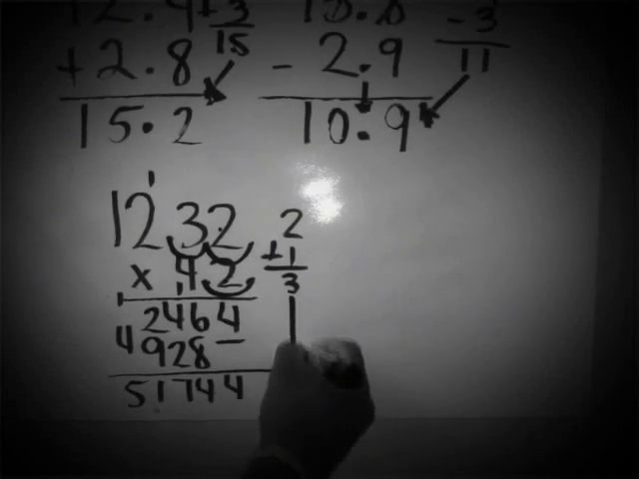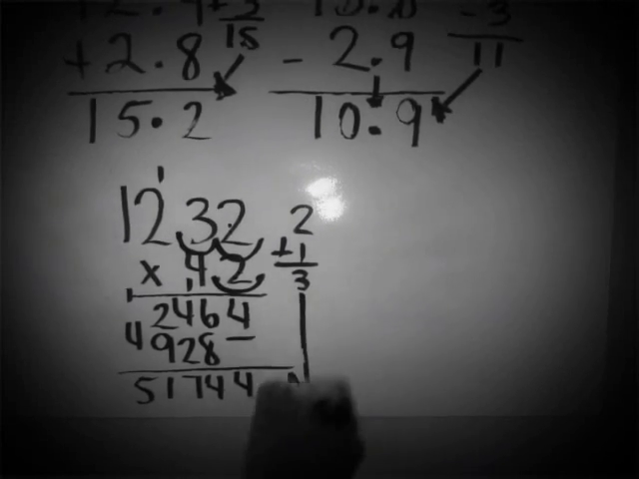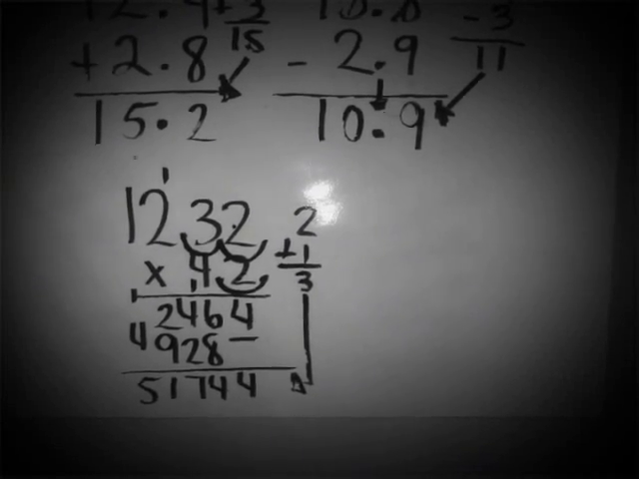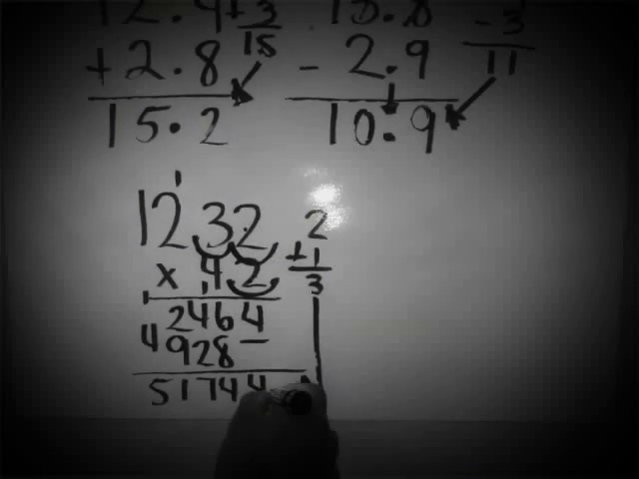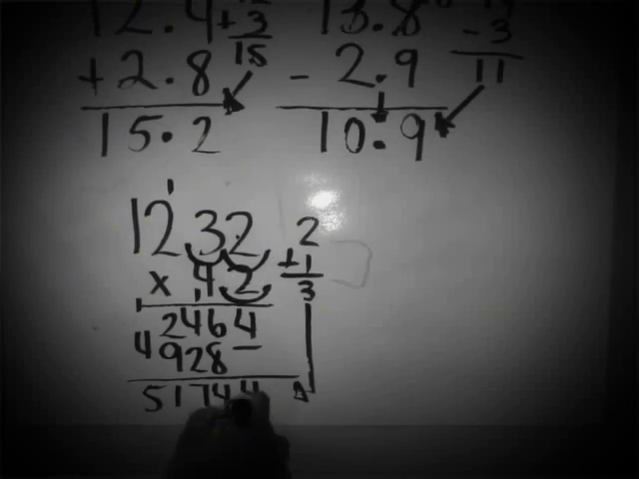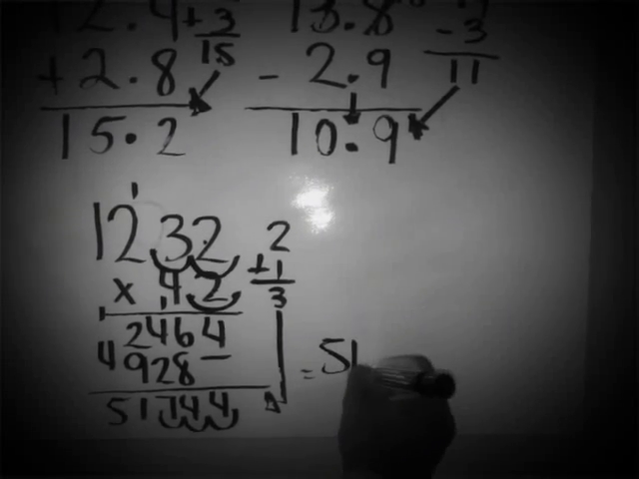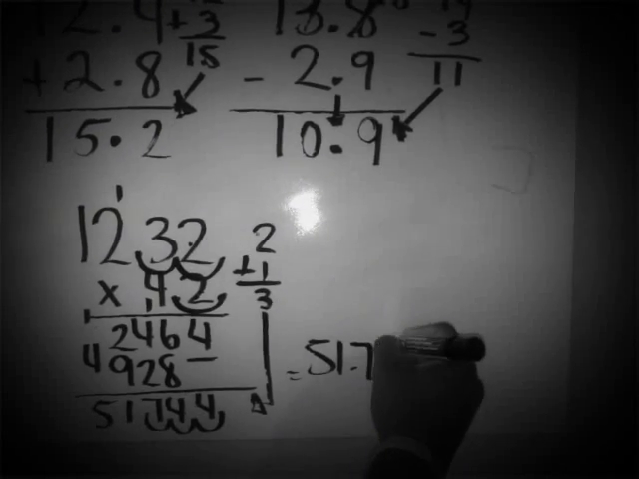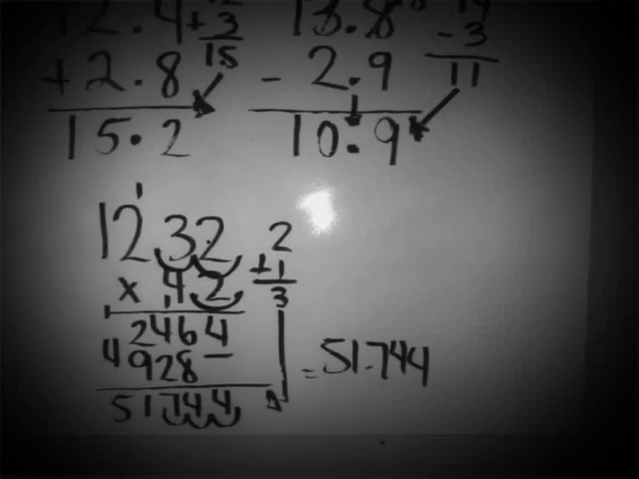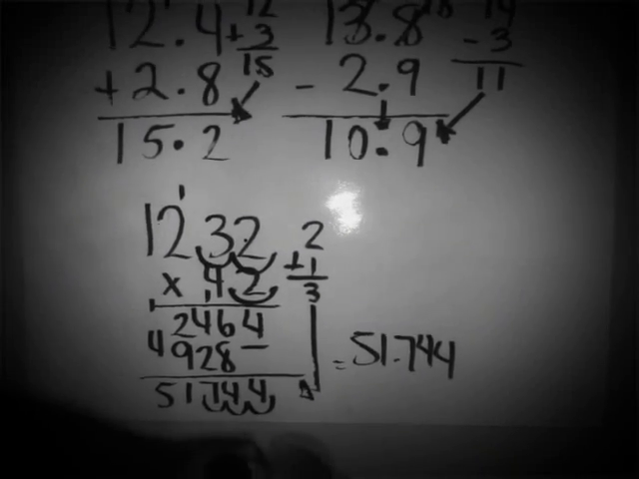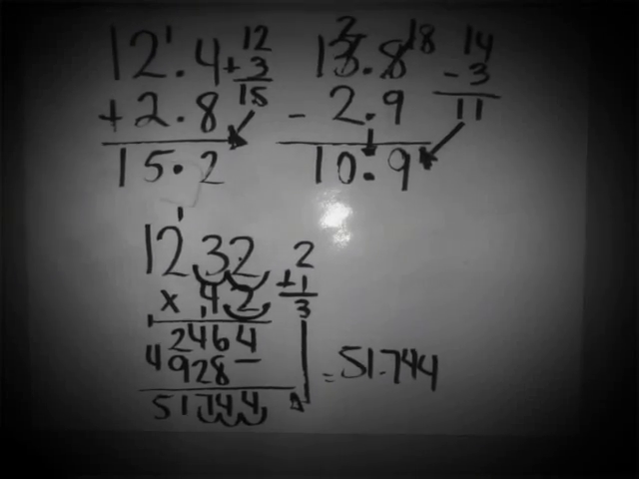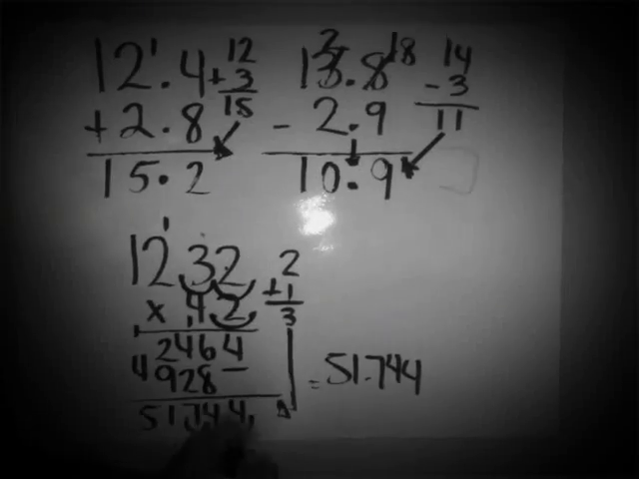Now, the decimal place. 3 places. So every whole number, the decimal is after the ones place on the right hand side. So 3 places over, 1, 2, 3. Our final answer is 51 and 744 thousandths. I'm going to erase this for a second. I'm going to go to division of decimals.